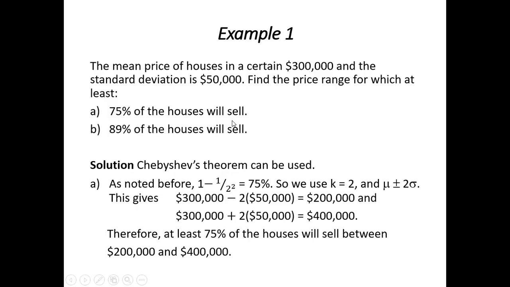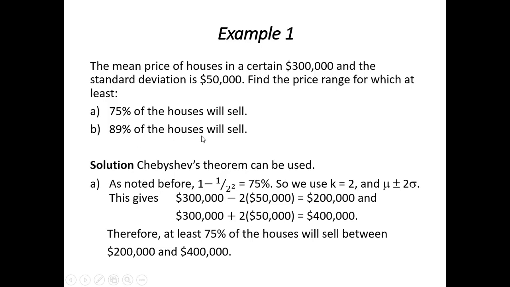When we have 75%, if we set 1 minus 1 over k squared equal to 75%, we see that k is equal to 2, and we use the formula mu plus or minus 2 sigma to get a range. So 300,000 minus 2 times 50,000 gives 200,000, and 300,000 plus 2 times 50,000 gives us 400,000. So to summarize, we know that at least 75% of the houses will sell between 200,000 and 400,000 in this neighborhood that we're interested in.